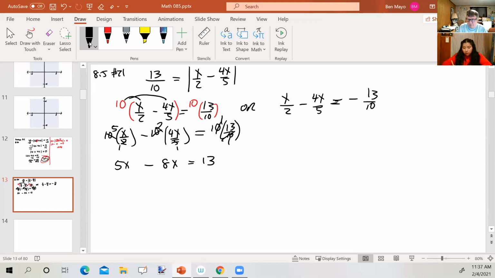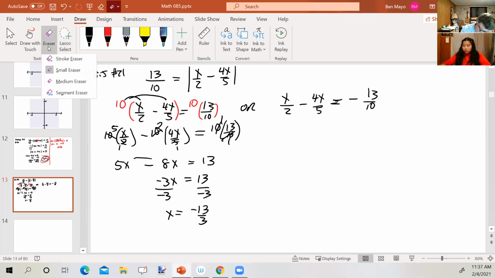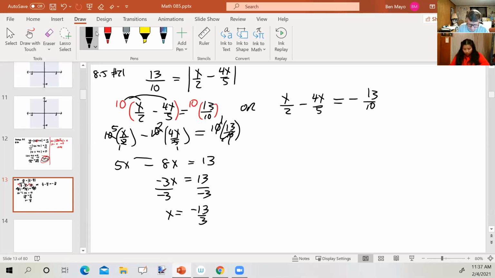Okay, so far so good? Yes. All right, combining like terms on the left side of the equation, negative 3x equals 13. Divide both sides by negative 3, x equals negative 13 thirds. So there's one potential solution. Go on and take a look at the second equation. Again, I'm going to multiply both sides by the LCD, which is 10.